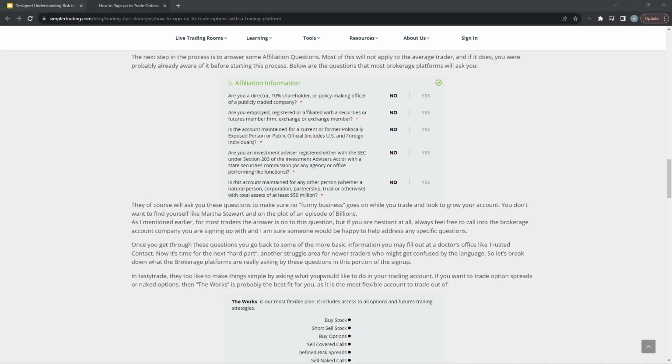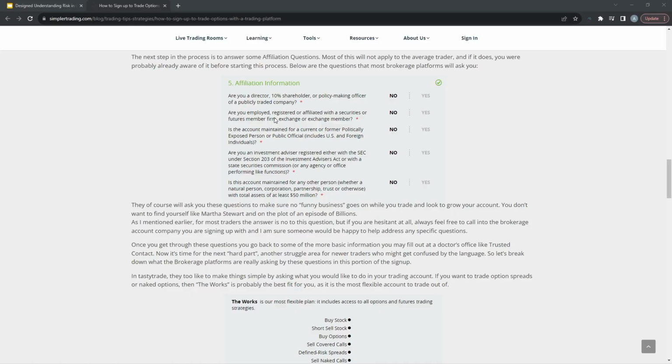When you continue to go, another question that you are often asked is affiliation questions. Now, most of these do not apply to the average trader, right? And as you can see here, a lot of these probably aren't the case for you. Are you a 10% shareholder or policymaker of a publicly traded company? If so, then you have to answer yes. But if you're like the majority of us, probably not, and so you can answer no to that.